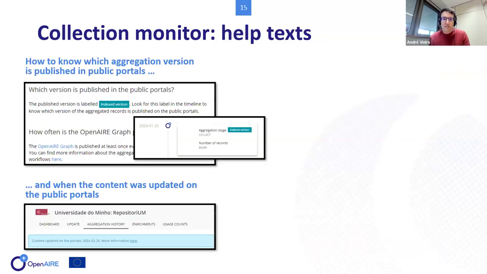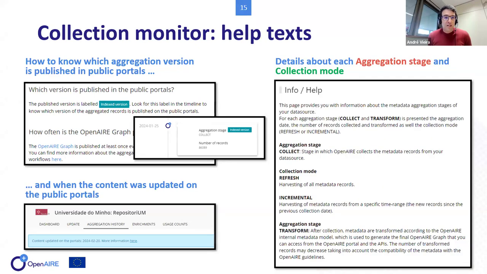And that's it. In the second slide about this, just to remind you about the help text information that you can find in the aggregation history menu. These help texts are on the right side of the page and also at the top of the page. We have here some screenshots. So in order to find the indexed version label, to check information at the top of the page and on the right side, there is some detailed information to explain what the collect aggregation stage is, the transform aggregation stage, and inside the aggregation stage, what the refresh and incremental modes are. For some of you this is not a novelty, but as we receive lots of requests and lots of doubts about this, we are dedicating some more time to make it clearer where people can find this information.